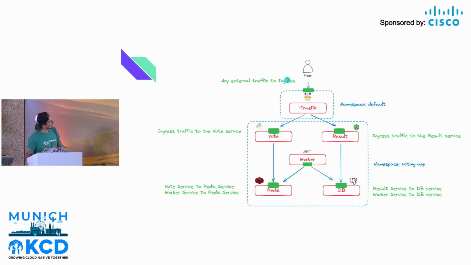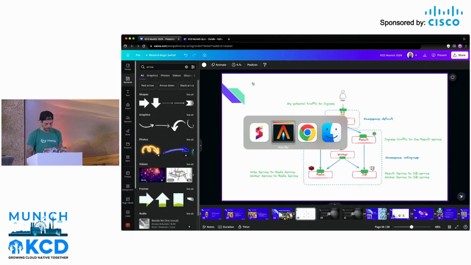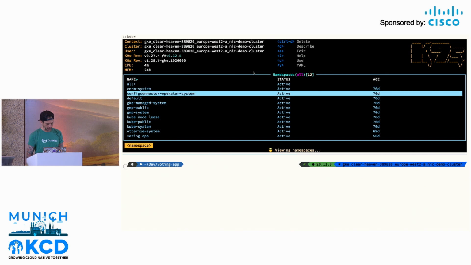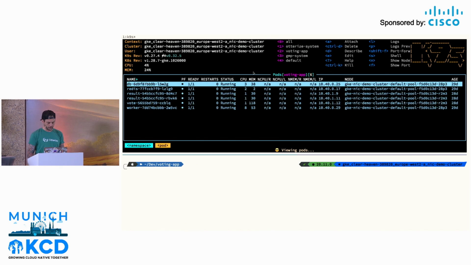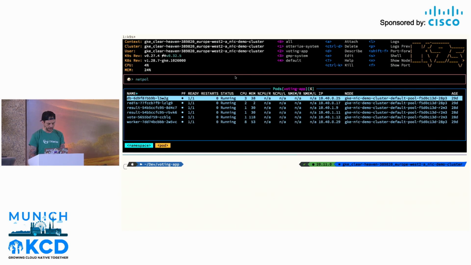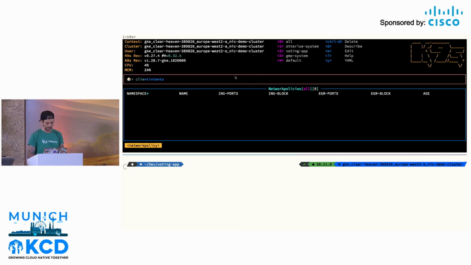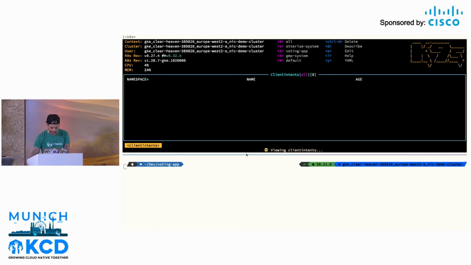And you can see here, there's a couple of network policies. Typically 7 network policies you want to create a zero trust environment for that particular service. So in terms of the namespace, I've got the voting app namespace here, the services deployed, DB, Redis, all of that. You can see that in terms of network policy, I've got 0 network policies currently. Client intents, I've got 0 client intents.